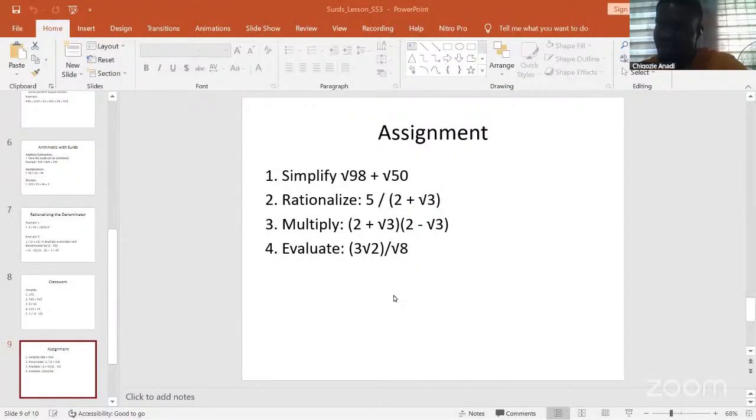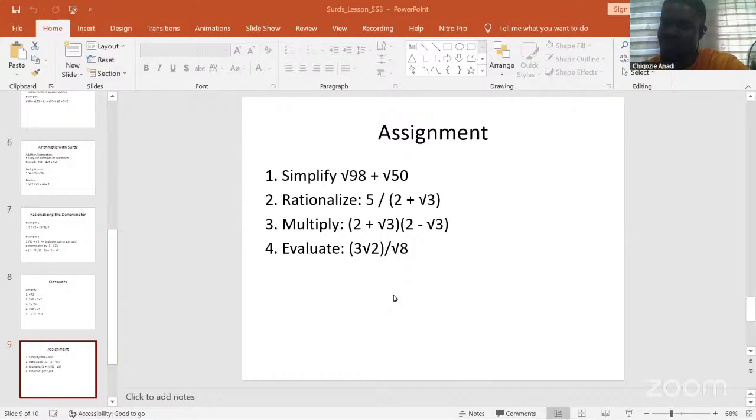Which will give you 10 minus 5. So check your workings again. Check your calculation. Remember, the numerator, you'll be having 5 times 2 minus root 3. What is 5 times 2? 10. What is 5 times minus root 3? That will give you minus 5 root 3 all over.